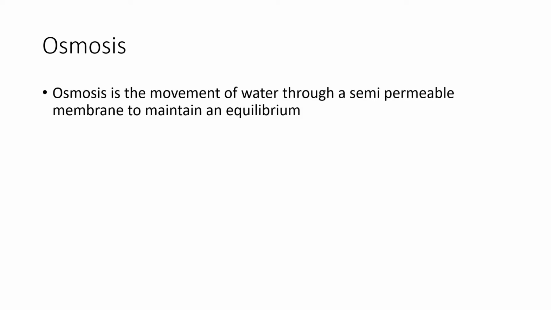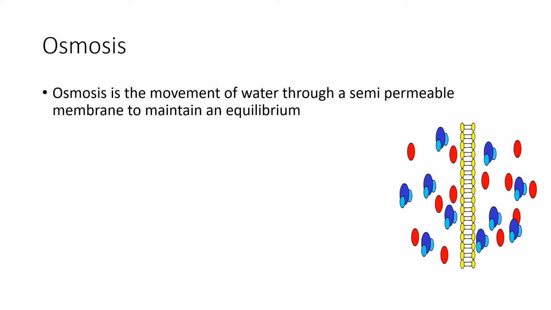So the next thing I'd like to talk about is osmosis. Osmosis is the movement of water through a semi-permeable membrane to maintain an equilibrium. All this is really saying is, as you can see with the picture here, the little blue molecules are water molecules. The little yellow ladder type structure in the middle, that's your semi-permeable membrane. So the water is moving through this membrane to balance things out because there's more water on one side than the other side. The little red dots, though don't look it, are going to be molecules that are too big to pass through this semi-permeable membrane.